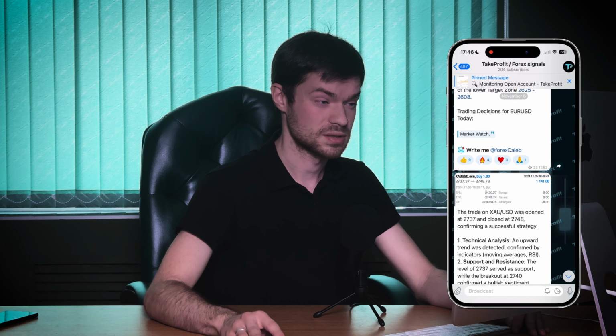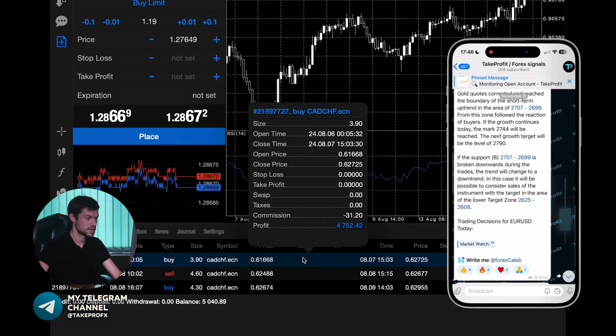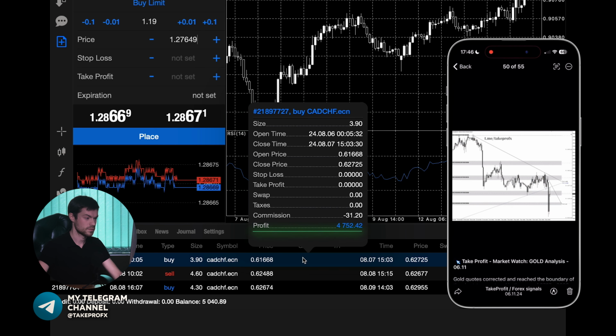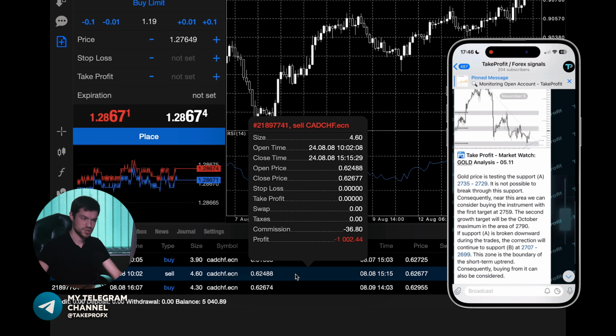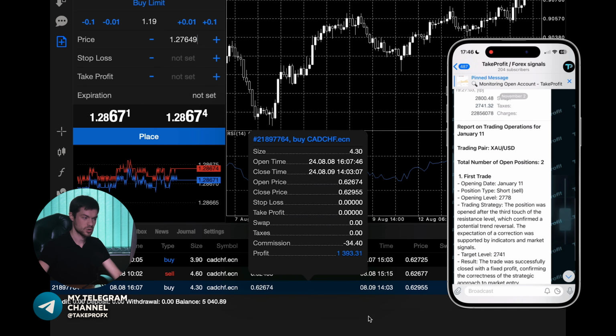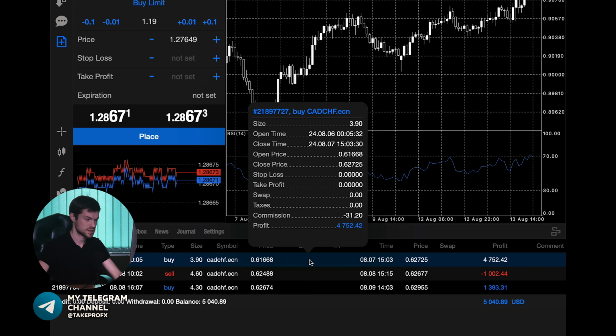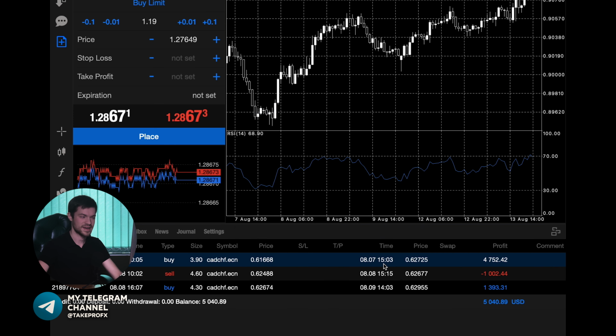Now let's move on to the trades that I closed last week. I will show you these 3 trades. I have published them in my Telegram channel. Here is the first trade with a profit of almost $5,000. Unfortunately, I got one stop loss and another small profit which overlapped this stop loss. So let's analyze perhaps the fattest trade. It was opened in the night.